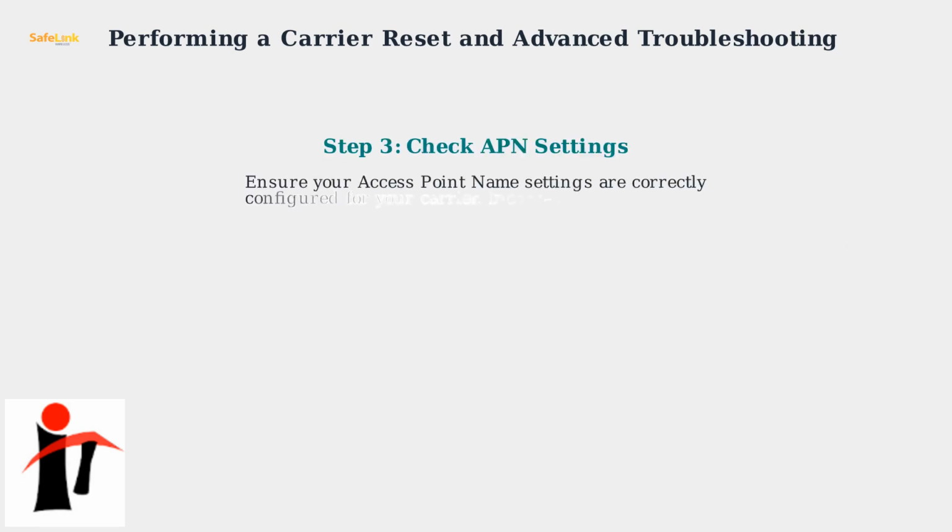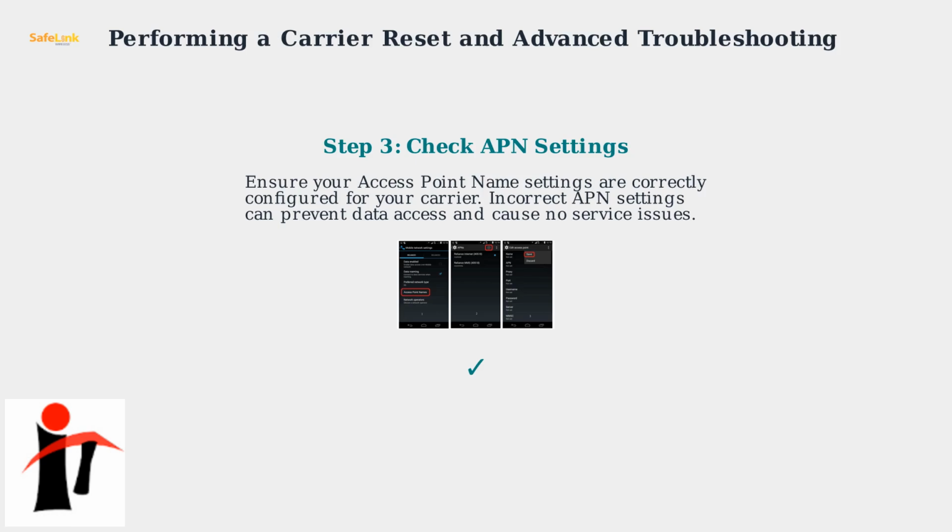Also, check your access point name or APN settings. These must be correctly configured for your carrier to allow data connections. Incorrect APN settings are a common cause of no service problems.